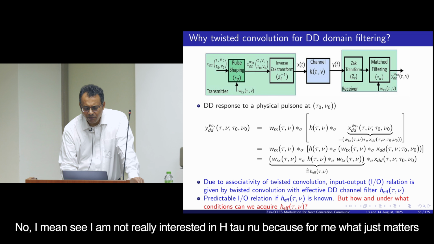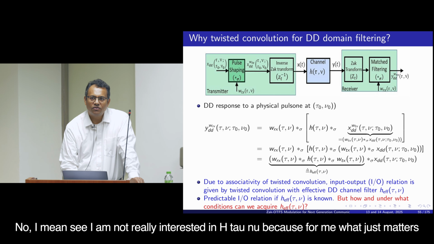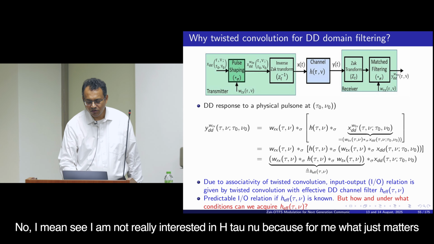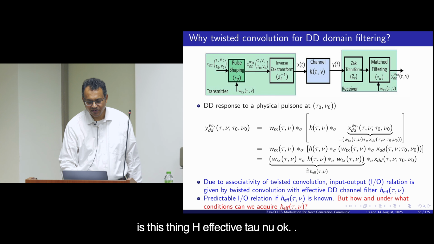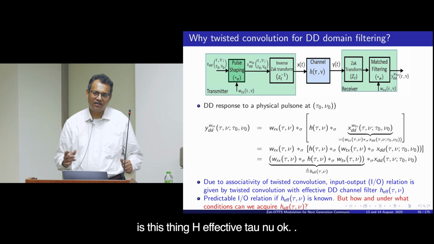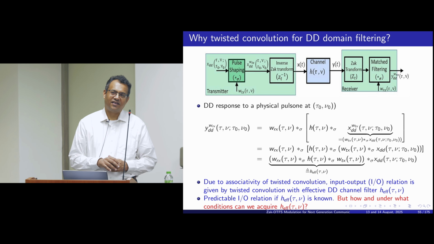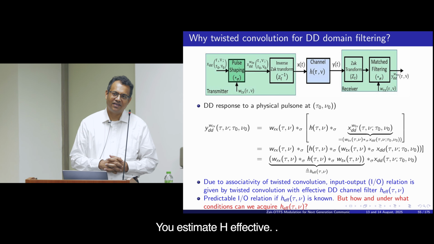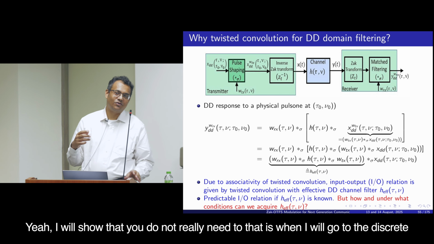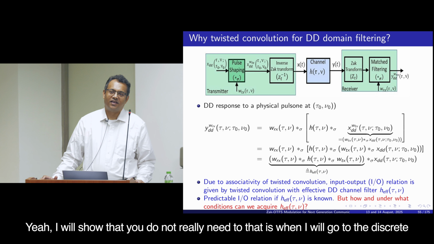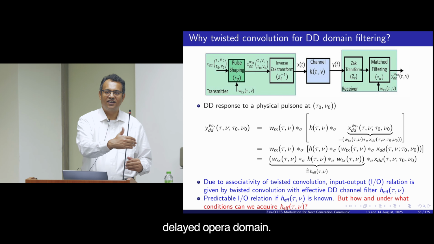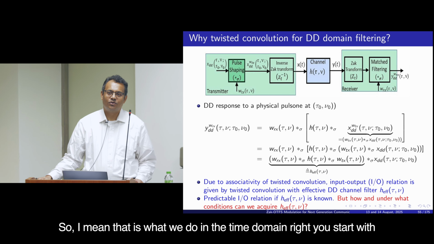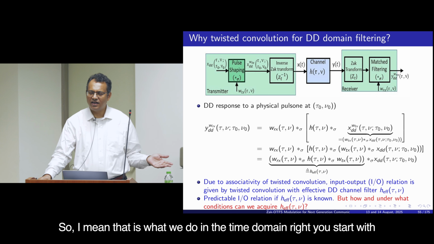No, I mean, see, I am not really interested in H tau nu. Yes. Because for me what just matters is this thing, H effective tau nu. Okay. But you still need to estimate H effective. Yeah, I'll show that. You don't really need to, that is when I will go to the discrete delay Doppler domain. Okay.